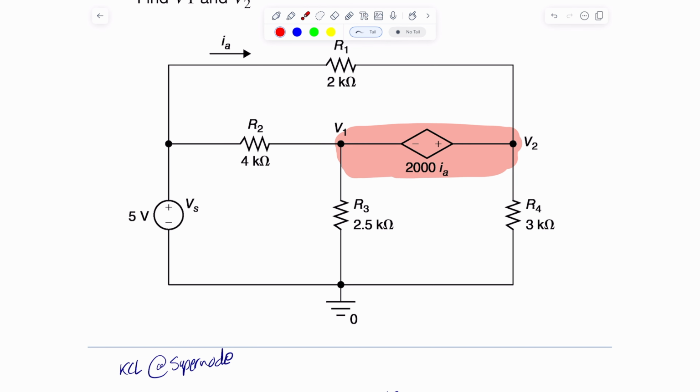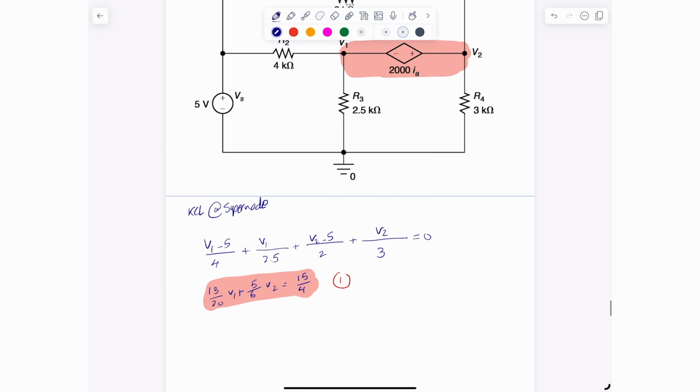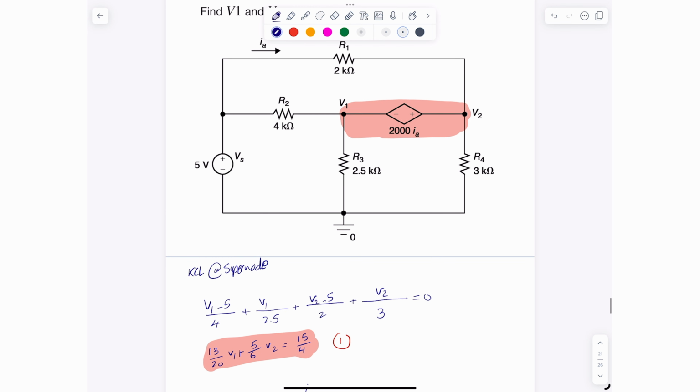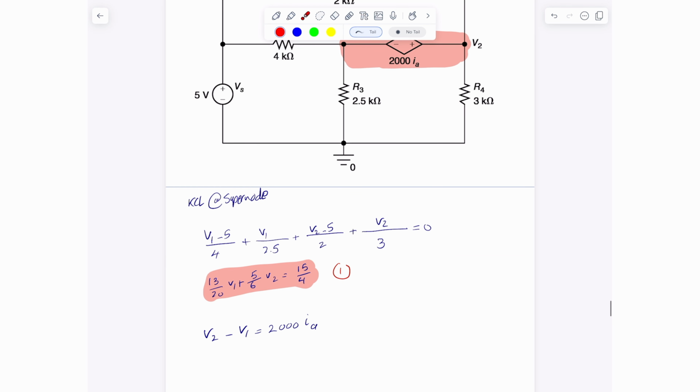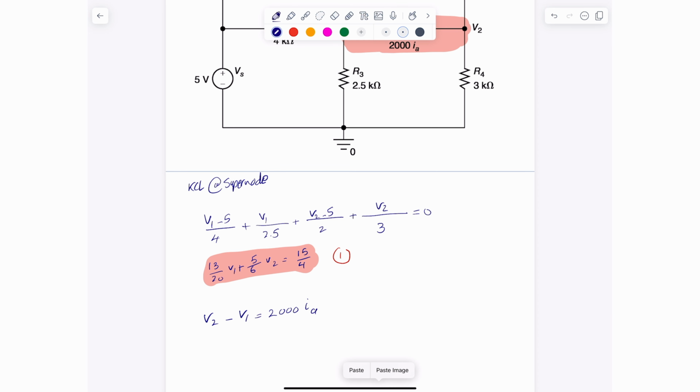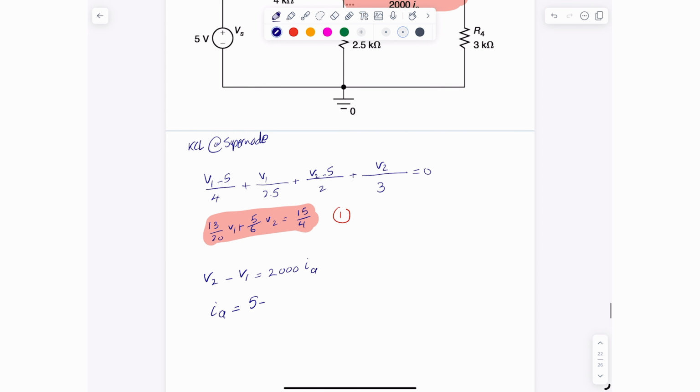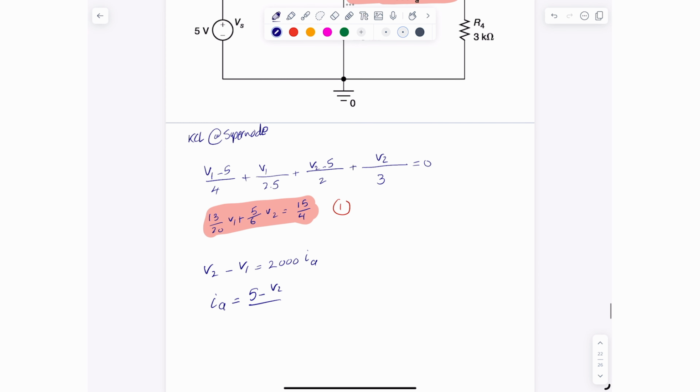This tells me that V2 is higher than V1 by 2000 IA. So let me write this: V2 minus V1 is simply the value of the voltage source, which is 2000 IA. But what about IA? IA is here, and we can compute it the same way we computed node voltages: the voltage here minus the voltage here divided by 2 kilo ohms. So IA is simply 5 volts minus V2 divided by the value of that resistor, which is 2 kilo ohms.